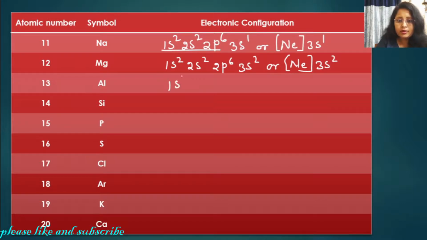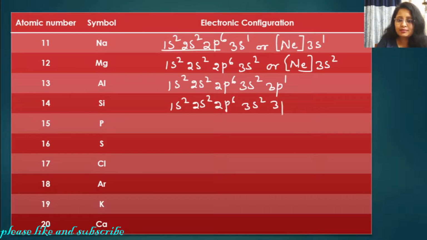Next is aluminium. 1s2, 2s2, 2p6, 3s2 and 3, sorry, no, I'm correct. Now 3s is completely filled because it has a maximum of 2 electrons. Now the next coming electron, we have one more electron left, so it will go to the 3p orbital having 1 electron. Now count the electrons. 6 plus 10 plus 2, 12, 1, 13. Is it correct? Yes. Now come to silicon. 14, 2p6, 3s2 and 3p, that means 2.